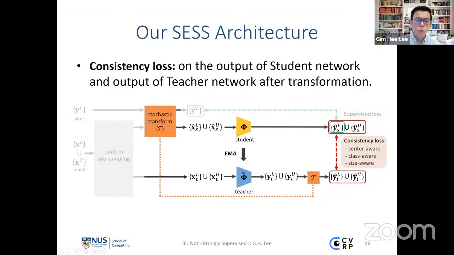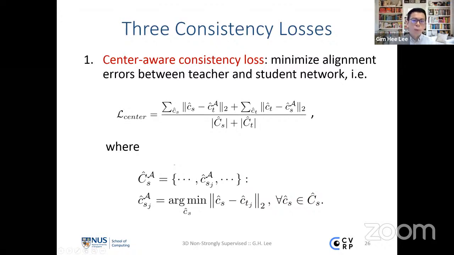Then the next thing that we do is to get the output from the teacher network and apply the same transformation to this output. And we apply three consistency losses here between both the labeled and the unlabeled outputs of the student and the teacher network respectively. Here we propose three consistency losses.